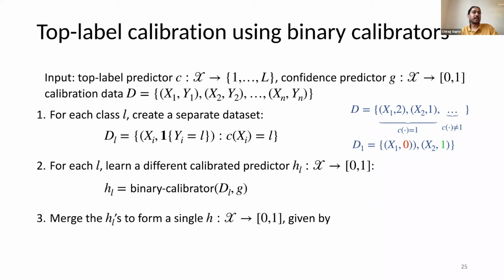Okay, and finally, I'm going to be merging this to form a single H. So remember, I said that at the end of the day, you get a single H. And the merging step is very simple. Remember that I'm not changing the classifier. So when I get a test point little x, I take its predicted class, and the confidence I predict is the confidence that the h corresponding to that predicted class gives. So you just write it succinctly as h_c(x) of x.